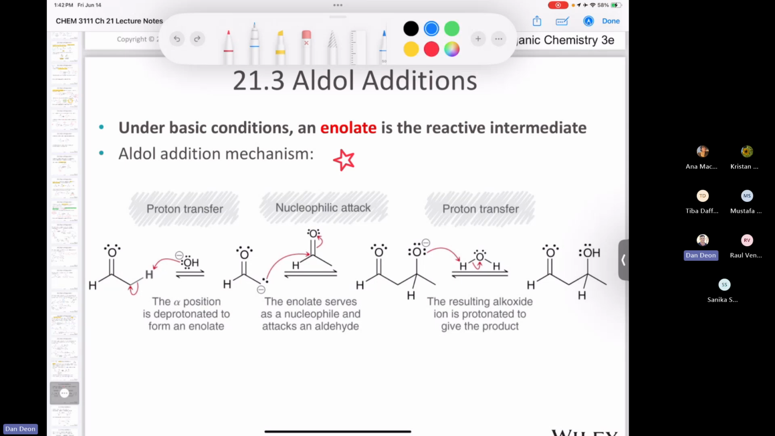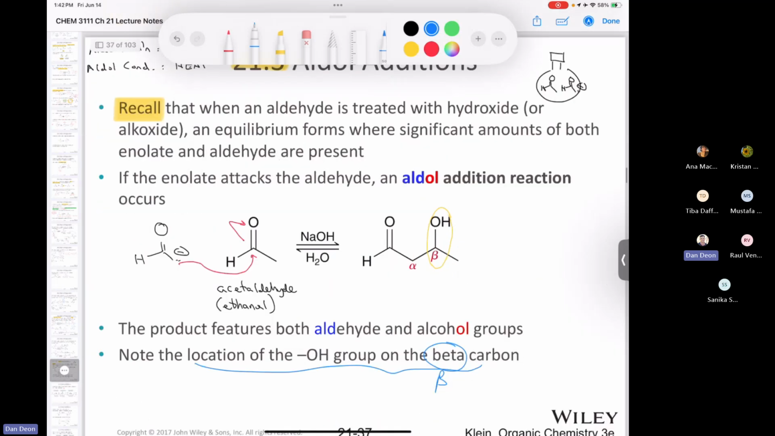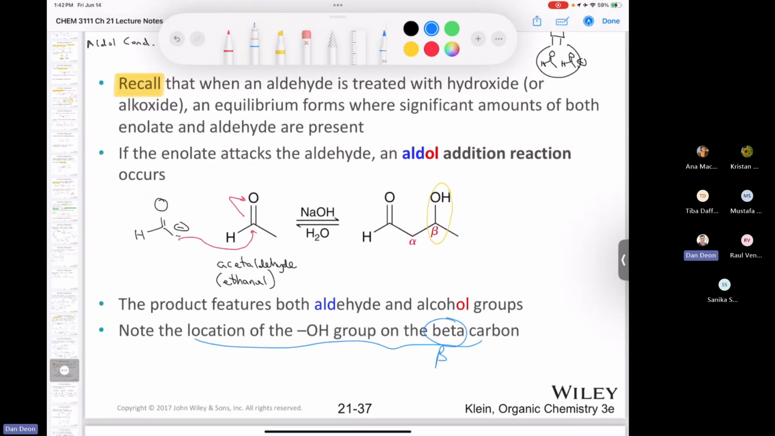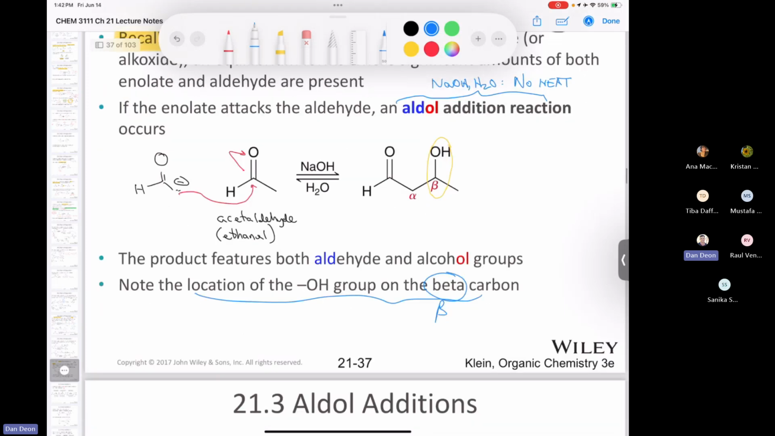And remember, the hydroxyl group is on the beta carbon, and we call this an aldol, okay? And this is the product of an aldol addition reaction. So let's review. What are the conditions for the aldol addition reaction? The conditions are sodium hydroxide and water. Okay, and I'm going to add something to this. I'm going to add no heat. There's no heat when we do an aldol addition reaction. We don't have to heat it up at all.